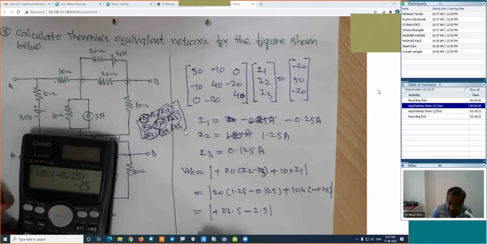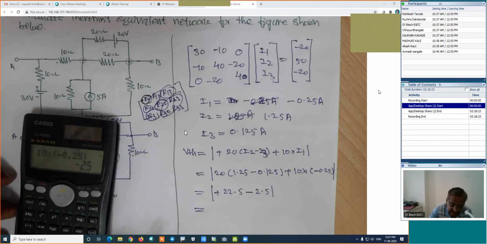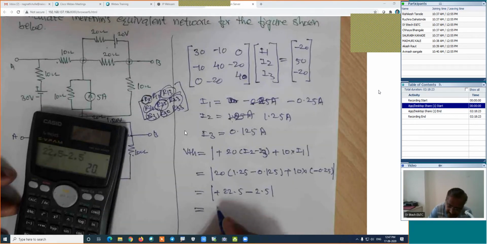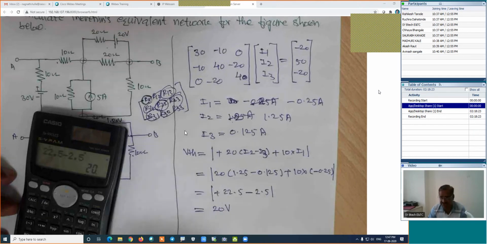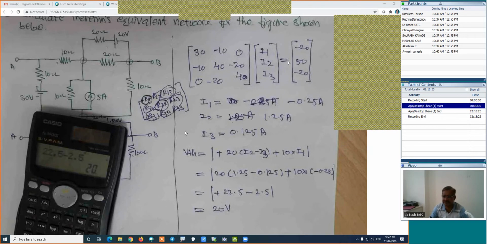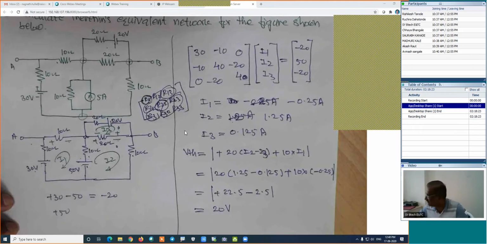And how much is the resultant value? This is 22.5 minus 2.5, which is 20. Is it right? 20 volt is the value of VTH. Correct answer? Check anyone. सही है क्या ऋषिकेश? सौरभ? Sir, correct. If we know the value of VTH, now find out the RTH.